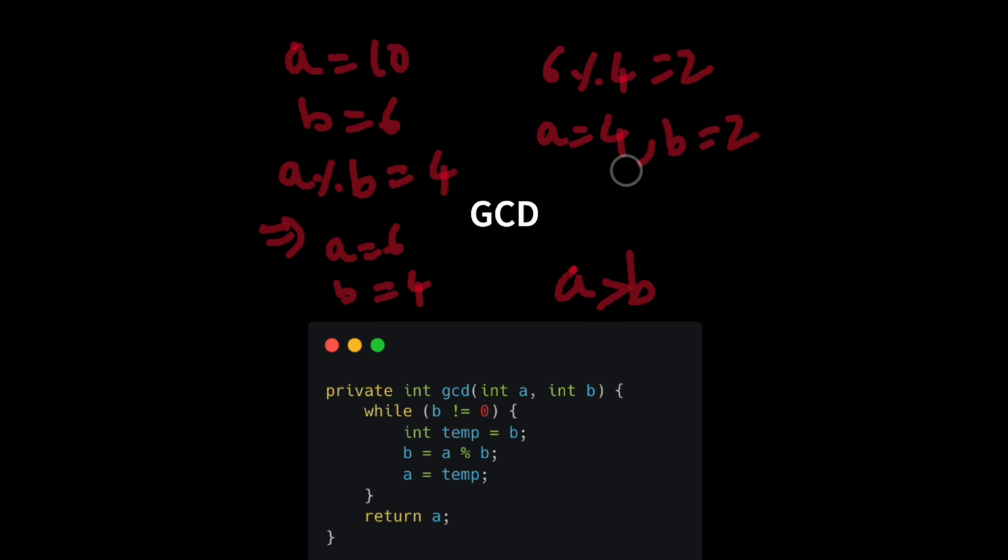And now a modulo b is equal to 0. So we set b equal to the remainder, that is 0. But before that we set a equal to b, that is 2. And now since b or the remainder is equal to 0, we will return 2 as the GCD between 10 and 6.